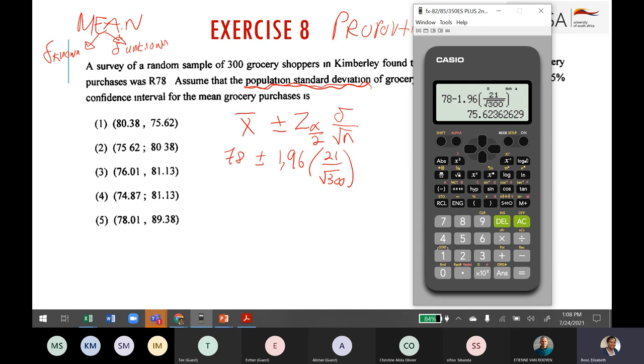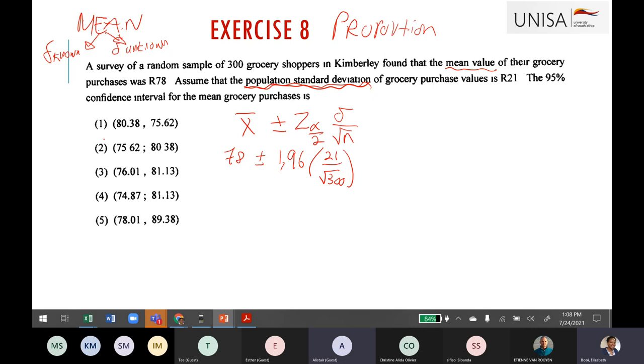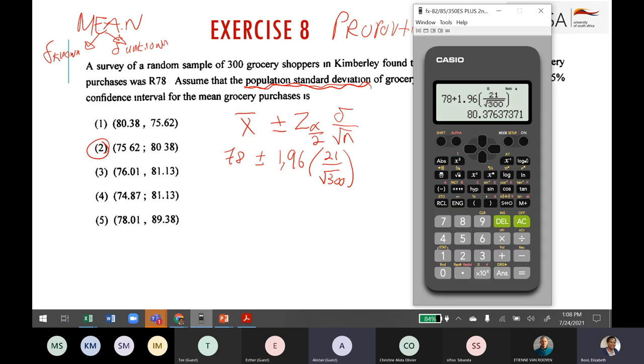And the answer is 75.62. And if I need to find the other value, I just change the minus to a plus: 80.38, which is option number two. Yes. Option two. I'm so hooked on this calculator that Lizzie sent. That's amazing. You see how quickly it does everything for you.